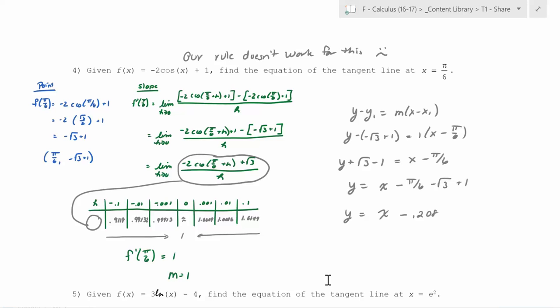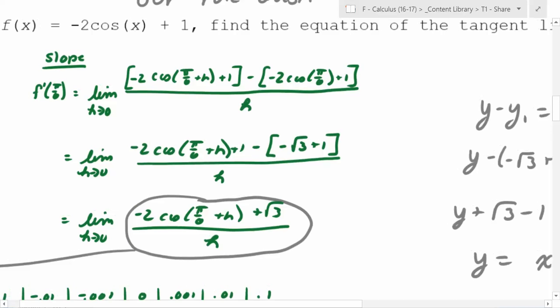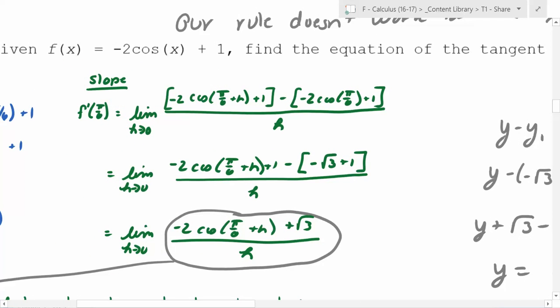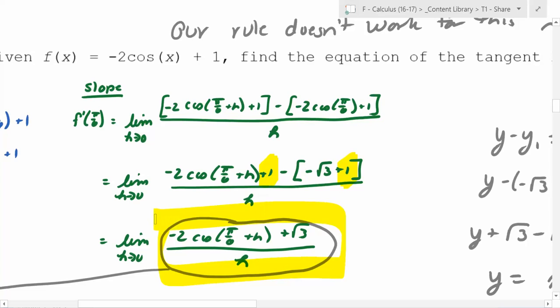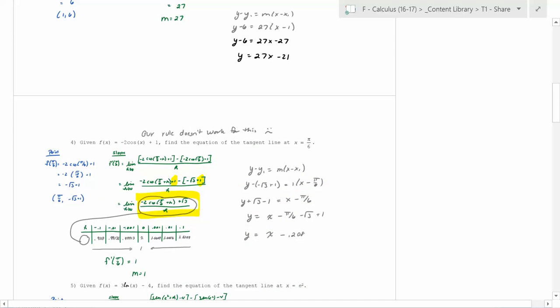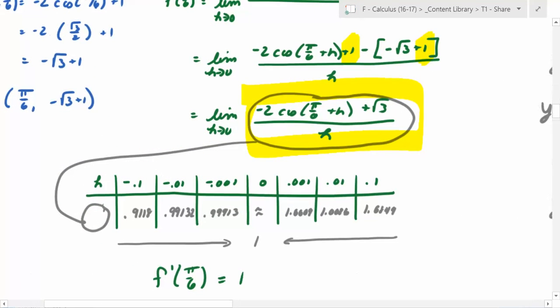You can only use this limit definition. And we've done ones just like this, right? Yeah, done ones just like this. So one thing that's nice is, what's one thing that cancels up there? The ones do cancel, right? And you're just left with this thing. What are you going to have to use? You're going to have to make a what? A table. You have to make a table.